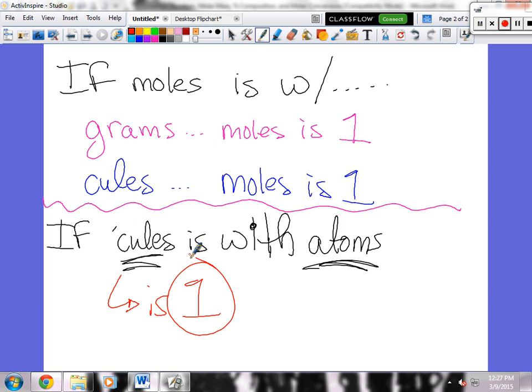It's plus or minus 1 significant figure, so that's not anything to it. All right, so if moles is with grams, mole is a 1. If moles is with molecules, moles is a 1. But if molecules is with atoms, molecules gets a 1.